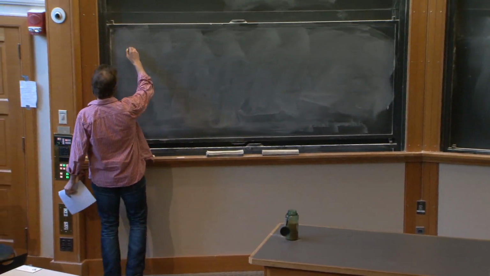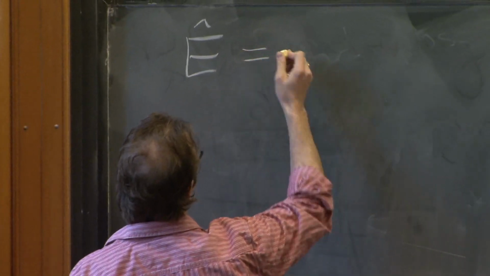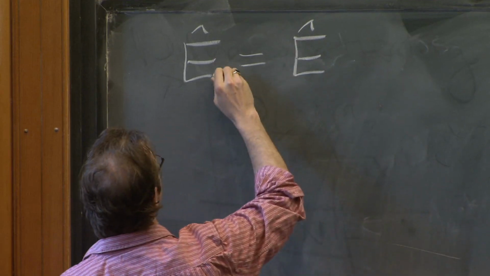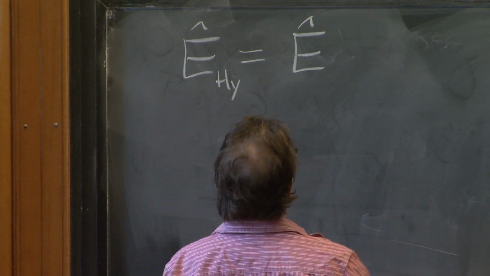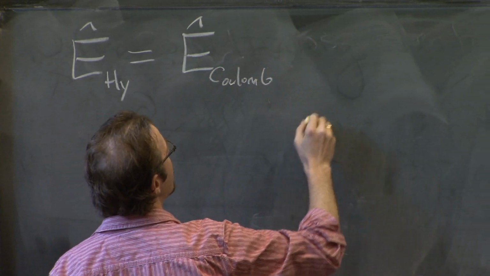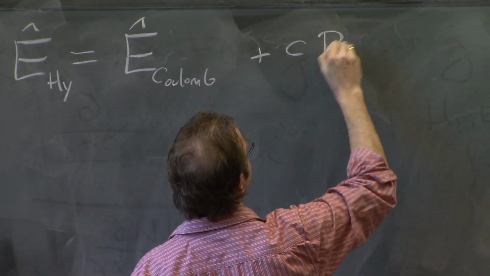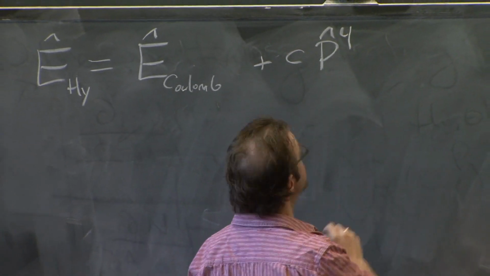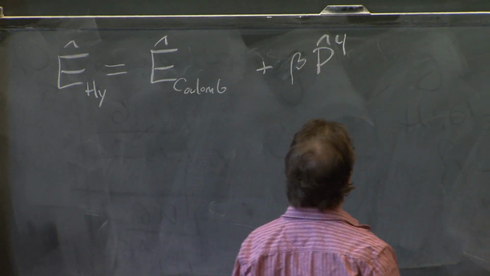So we know that if we write down the energy operator for our system, the full energy operator for hydrogen, I'll say, is the energy operator for Coulomb plus a bunch of corrections. So for example, we had the relativistic correction, plus a term that was a coefficient times p to the 4th, and this is on your problem set. And this came from relativistic corrections. I shouldn't call this c. I'll call it beta, maybe, some coefficient.